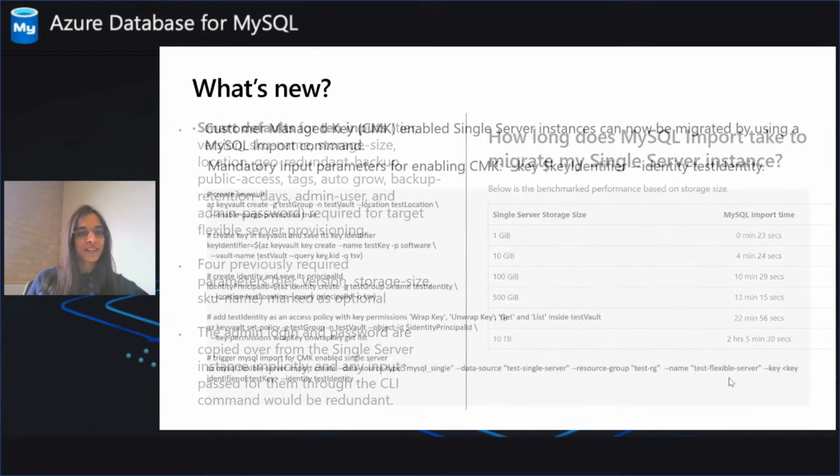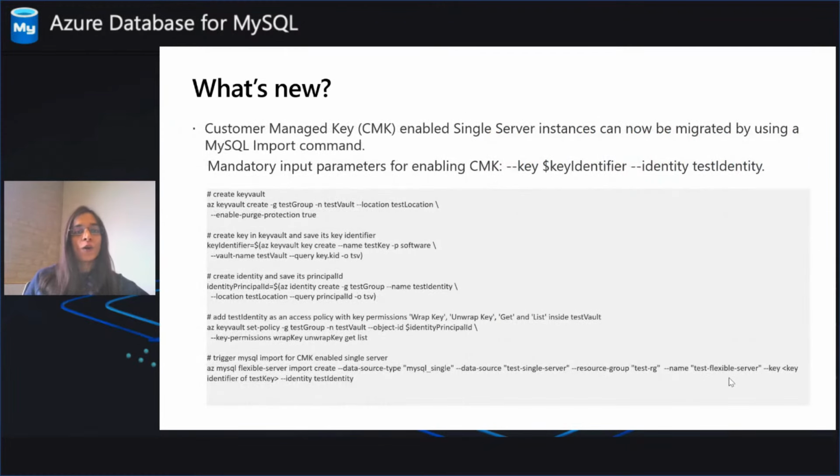Next, we are now also supporting customer managed key enabled single server instances to be restored using the MySQL import command. The mandatory input parameters for enabling CMK are now the key and the identity input parameters. And we've published a few code snippet examples as to how you could create the key vault, create a key and save its key identifier along with creating the identity and using these parameters to be passed in a single trigger MySQL import command.